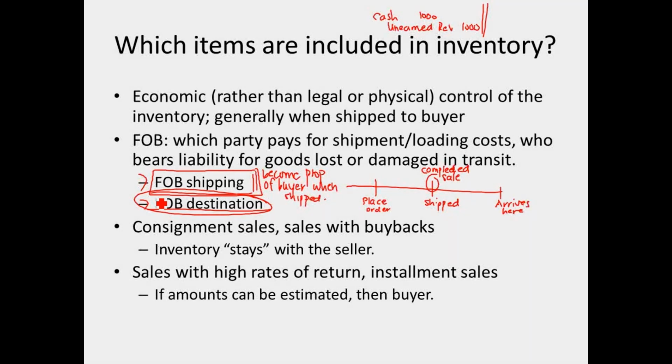A few quirky things. This is a common question that they'll ask you in a multiple choice: who owns the goods, or they didn't include these goods. Is that correct or incorrect?